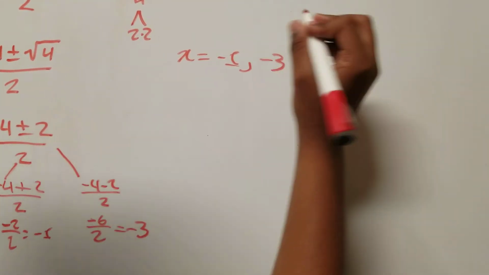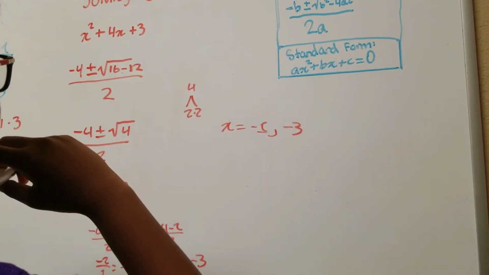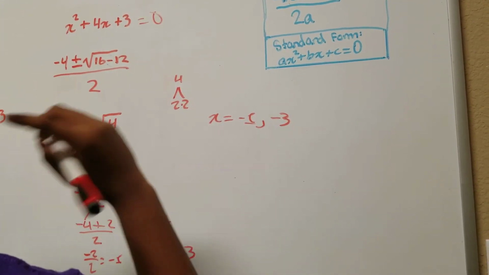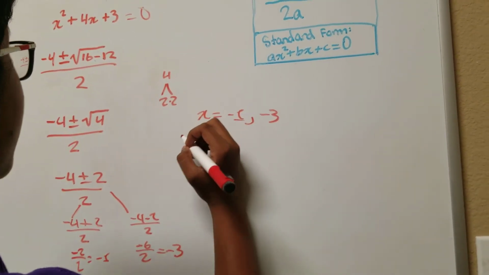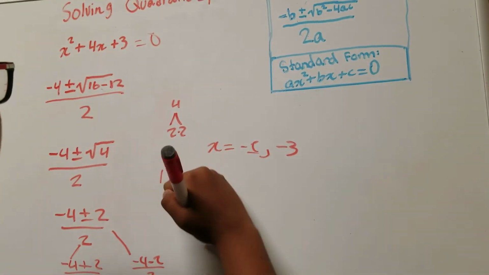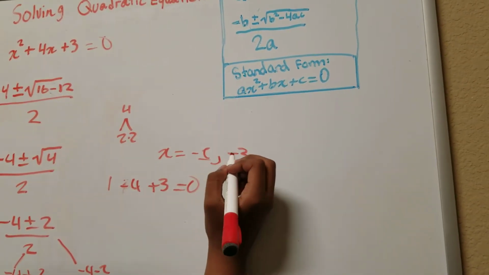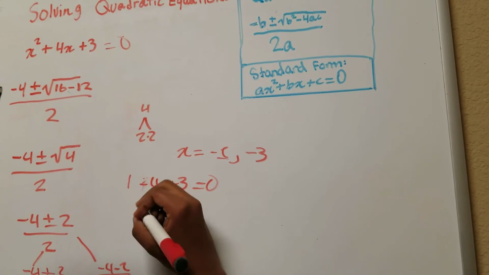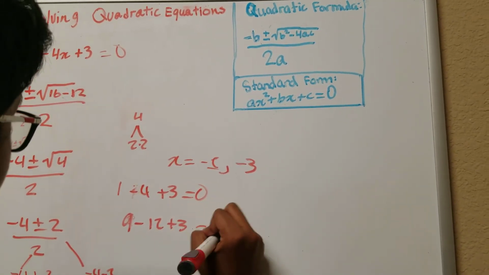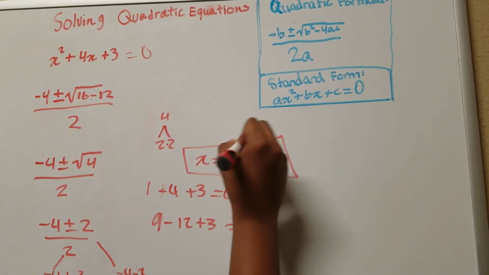You have negative 3. And what you can do to check is plug this into here and see if it equals 0. So you'd have x squared, so that's 1 minus 4 plus 3 equals 0. That's correct. For negative 3, you'd have 9 minus 12 plus 3. That also equals 0, so we know that this is correct. So these are our solutions.